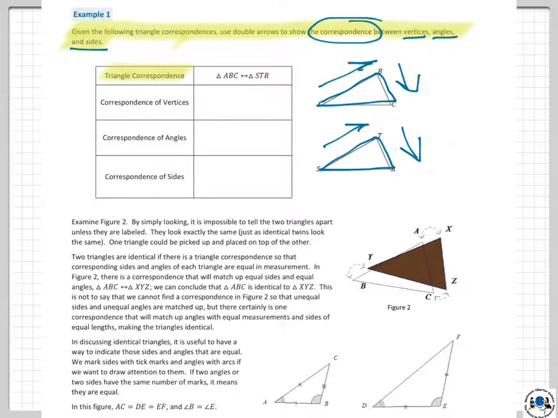Right here, you're going to start off with the correspondence of the vertices. How do the vertices match up, etc. So do a complete job. For example, for the vertices, we need a correspondence for A, B, and C. So it's going to look like that. Then you're going to match those up, and this should not be difficult because, like I said, it is a pretty basic one. All right, so go ahead and do that, and do that for the angles, and then the sides.